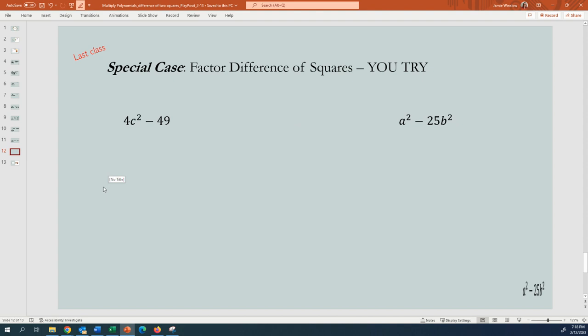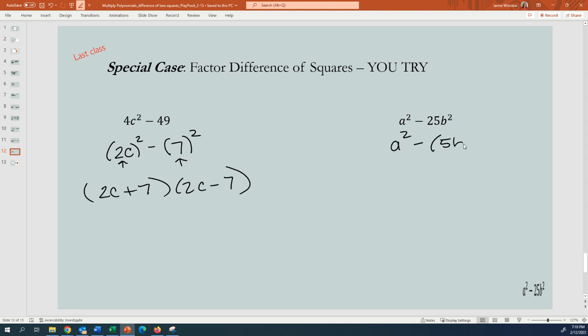Two more examples. So let's look at the first one. We're going to write this as something squared. So 2c squared minus 7 squared. Once you get these terms, it's pretty easy, right? You just take them, you add them together, and then you subtract them like that. And the last one, 5b squared. So a plus 5b and a minus 5b.